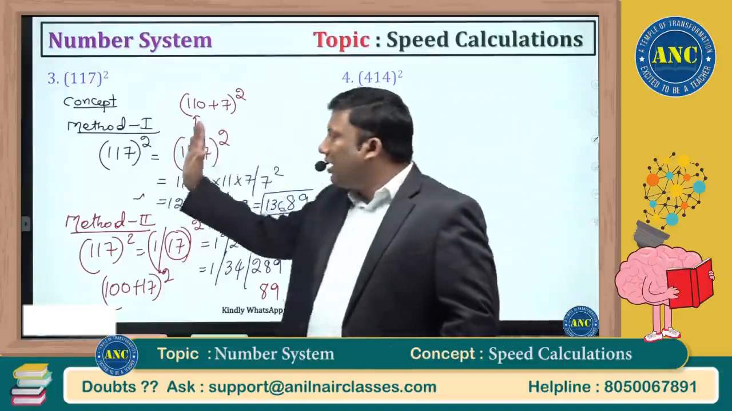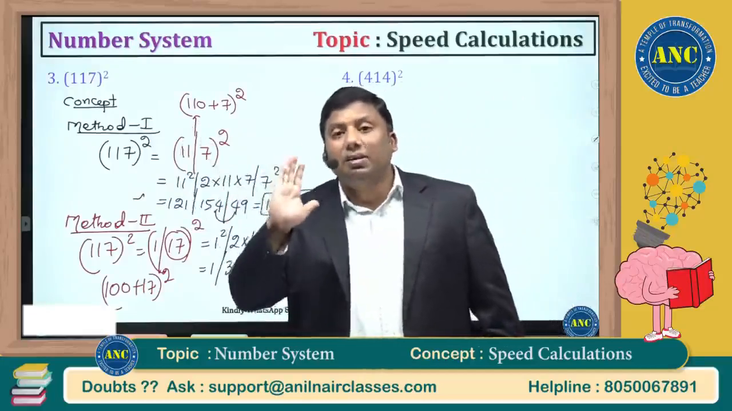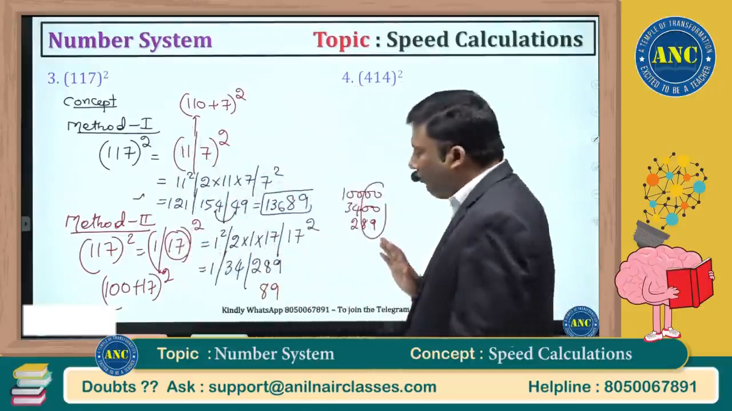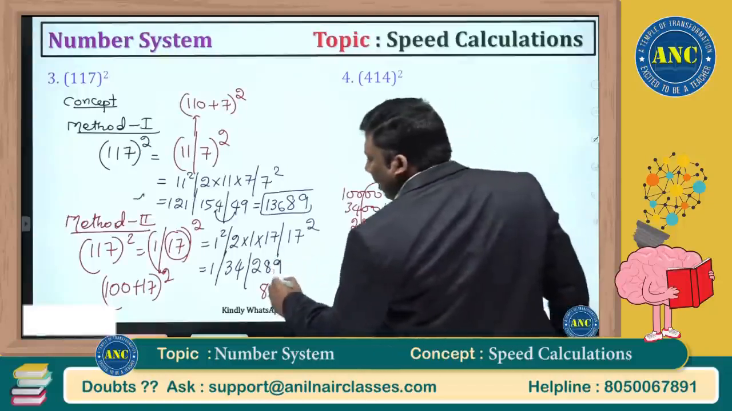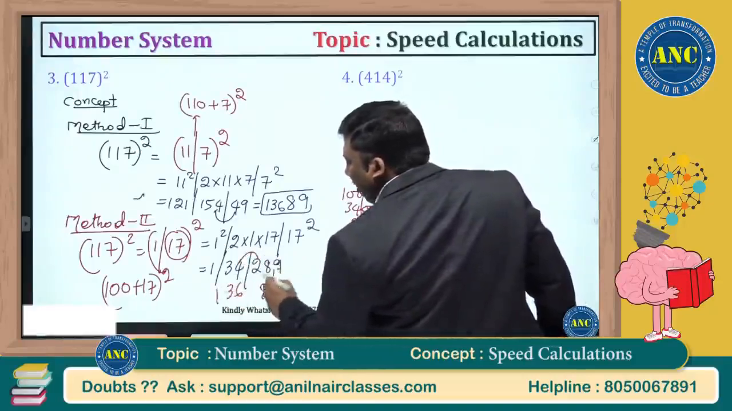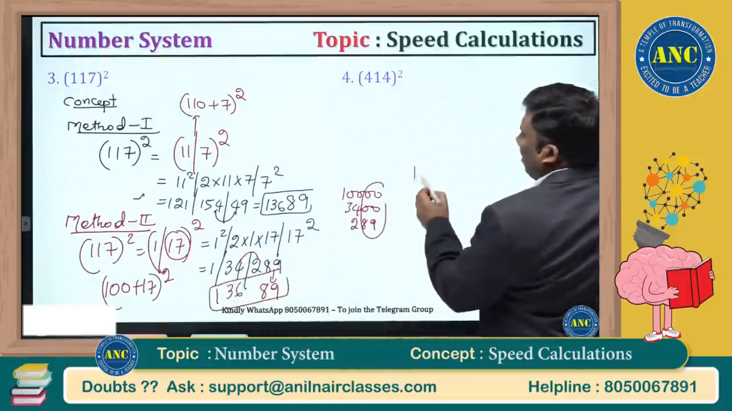If B is taking 1 digit, write down 1 digit in every place except the leftmost place. If B is taking 2 digits, write down 2 digits. 34 plus 2, 36, 13689. Please write down that point, sir.